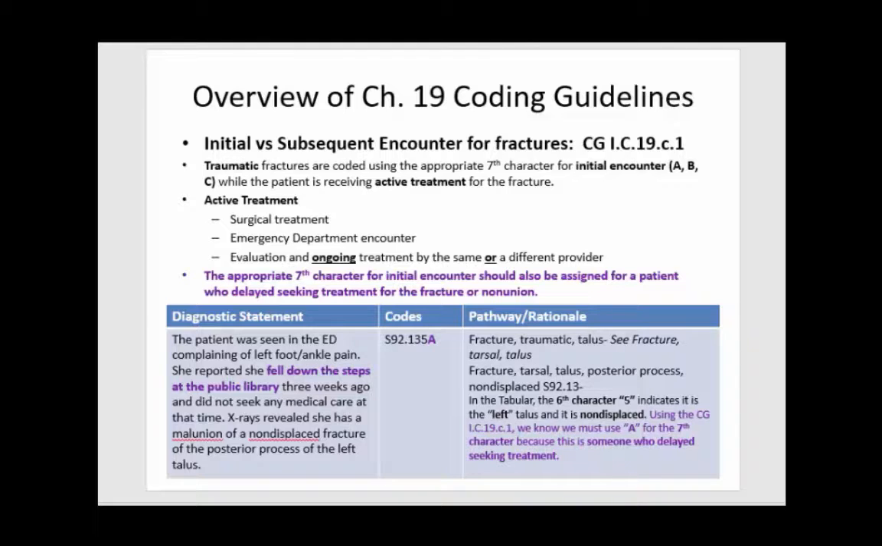The patient's complaining of left foot and ankle pain, fell down the steps 3 weeks ago but didn't seek any care, and now when we x-ray her, she's got a malunion of a non-displaced fracture of the posterior process of the left talus, a very specific place, and her ankle is not healing. So I have the codes here and a reminder that we have to use A, even though she fell down 3 weeks ago. It's A for initial encounter because this is the first time she has sought medical treatment, and now she's got a malunion of that talus fracture.